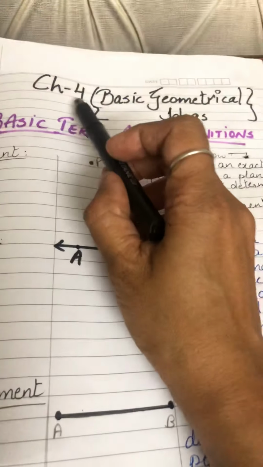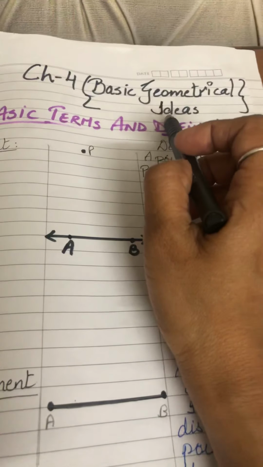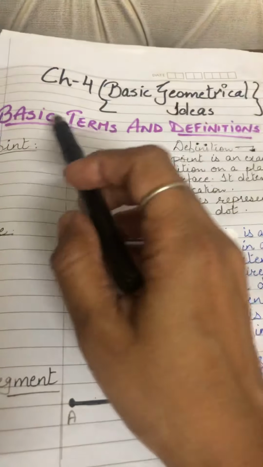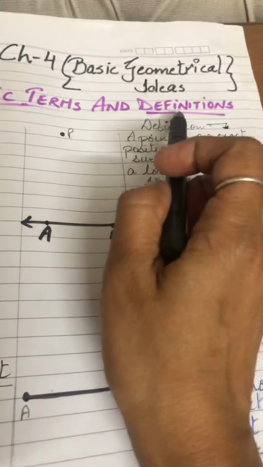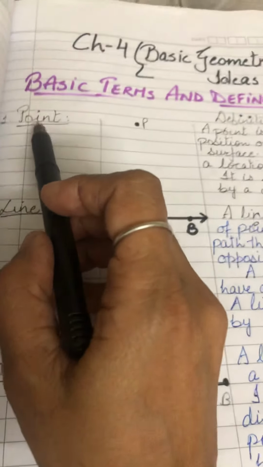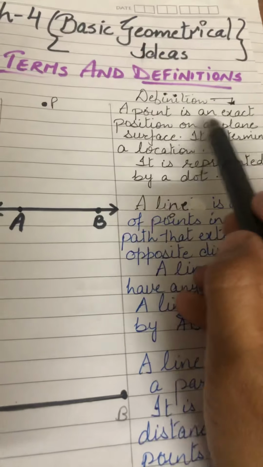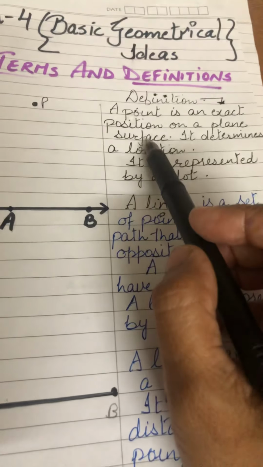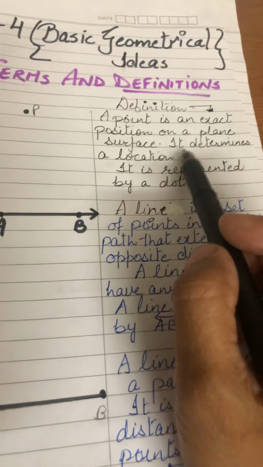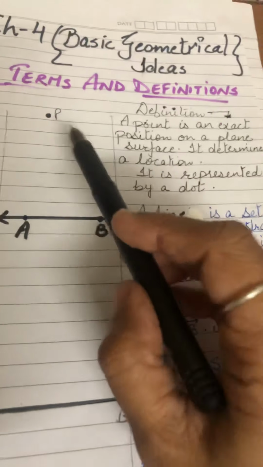So today we will switch on to chapter 4, that is basic geometrical ideas. In this chapter we will deal with basic terms and definitions that you are already familiar with. Our first term is point. What is a point? A point is an exact position on a plane surface, that is flat surface. It determines a location. It is represented by a dot.